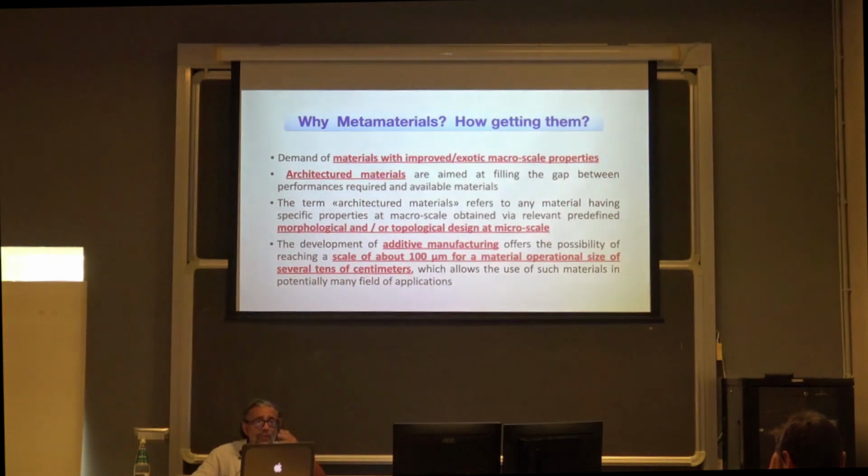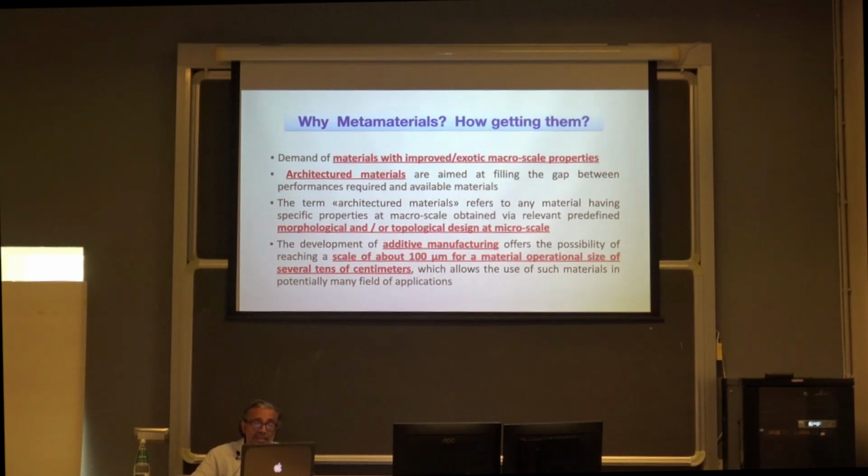So why metamaterials? How do we get them? There is a demand for materials with improved exotic macro scale properties. Architectured materials are aimed at filling the gap between performances required and available materials. You know, I'm a little bit Francophile. In France, they like architectured materials very much, so I like this also.